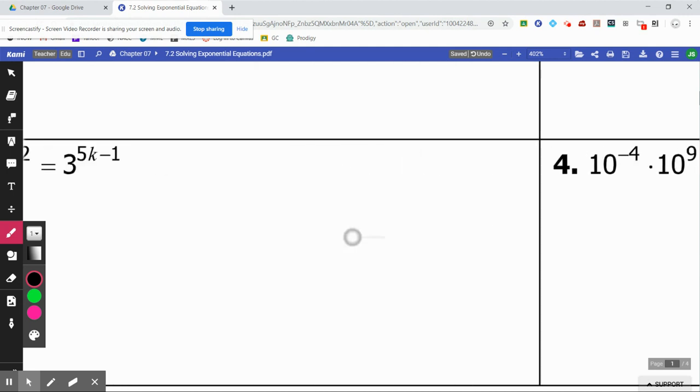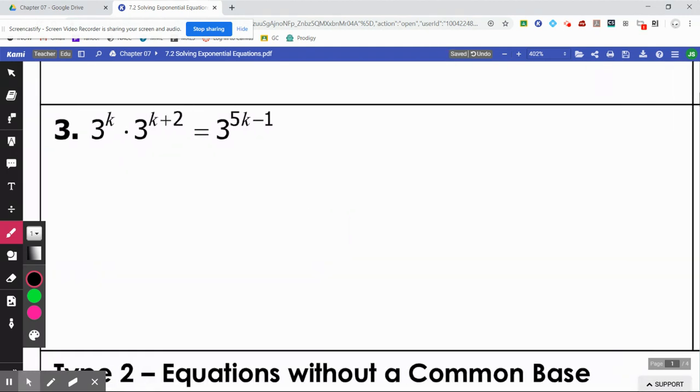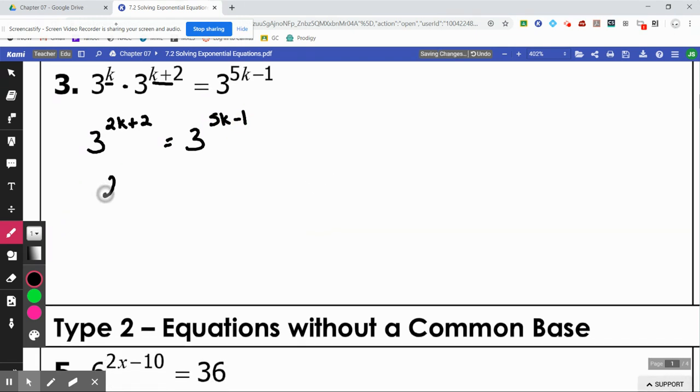Number 3. Now this one we are going to have to use our rules of exponents. You have 3 to a power times 3 to a power. You combine these powers by adding exponents. So k plus 2, let's combine our like terms, will be 2k plus 2 equals 3 to the 5k minus 1. Now you can set the exponents equal to each other. 2k plus 2 would have to equal 5k minus 1.